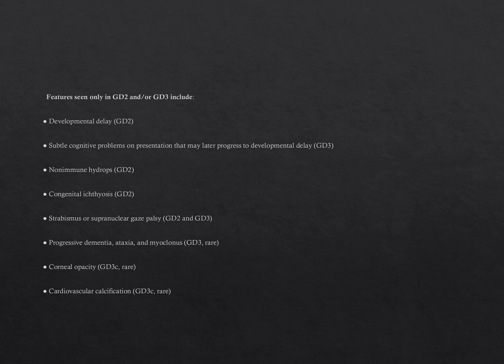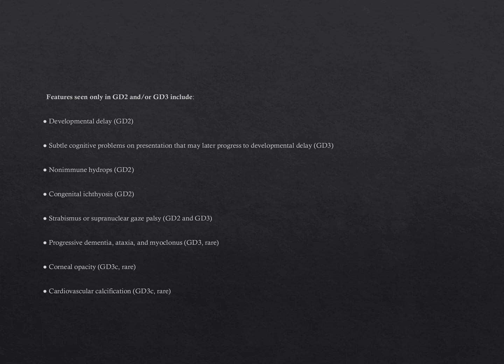As mentioned earlier, the features which are only seen in Gaucher's disease type 2 and 3 are neurological issues, which include the eyes and also the higher cognitive functions, in the form of developmental delay or subtle cognitive issues, with a few issues in the eye, which include strabismus or a supranuclear gaze palsy, and a progressive dementia, which are seen only in type 2 and type 3. Type 3 also involves the cardiovascular system, and this is a point to be taken home as well.